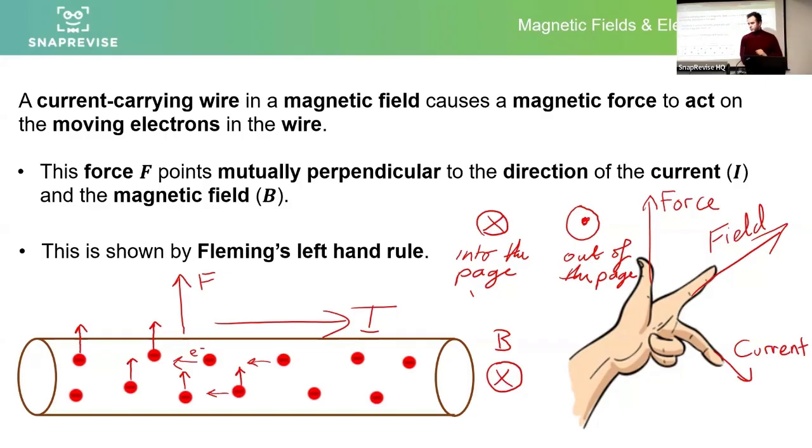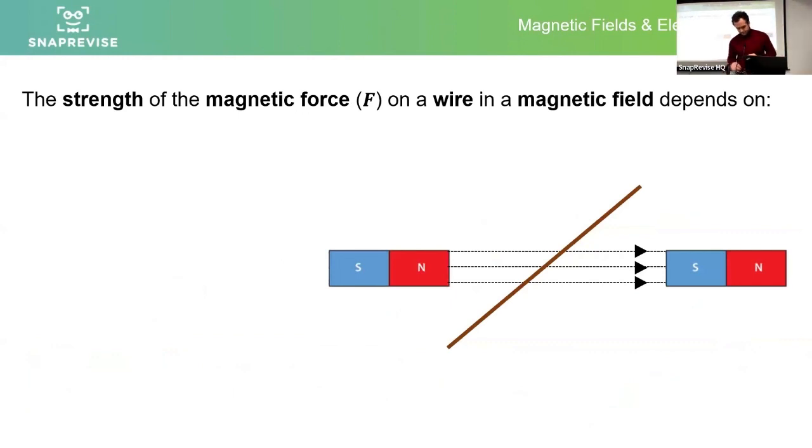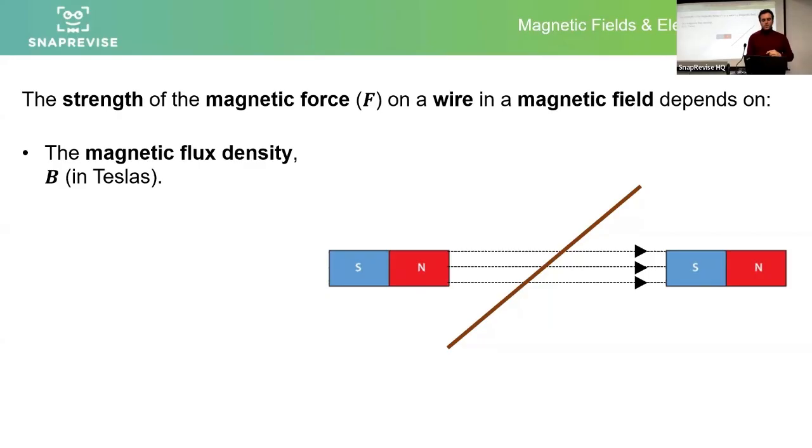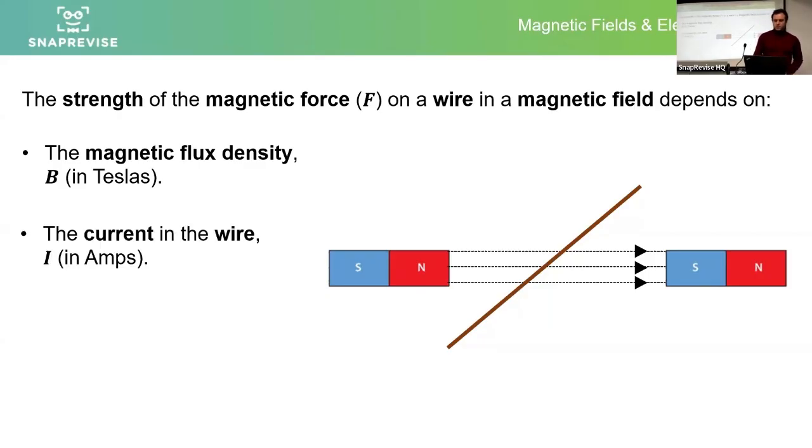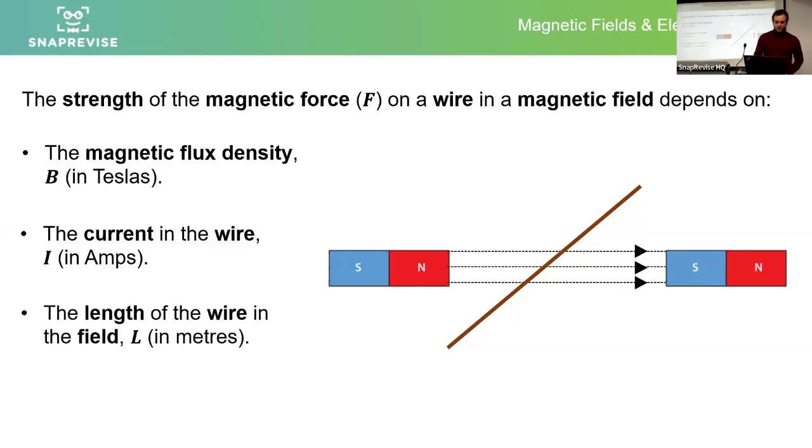So two hand rules to be handy with. The right-hand grip rule for the direction of the magnetic field lines around a wire. And then Fleming's left-hand rule: what direction is my wire going to move if I put a current carrying wire in the path of a pre-existing magnetic field? The strength of the magnetic force depends on the magnetic flux density, measured in Teslas, the current in the wire, and the length of the wire.